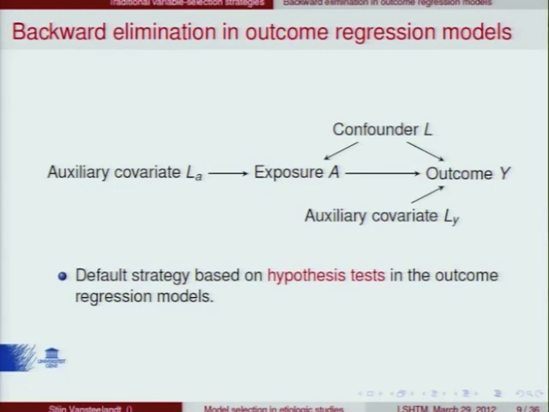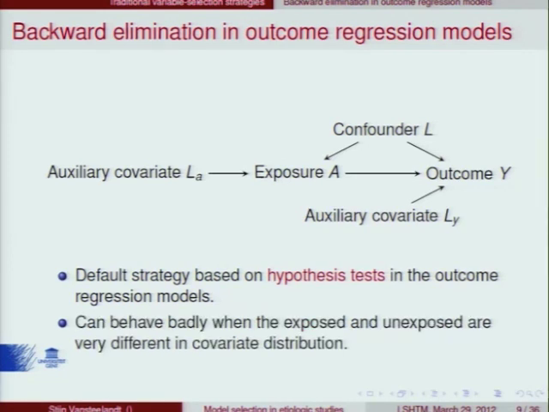Okay, so I'm going to go through a number of routine procedures that people use in this context. The most obvious one is to use backward elimination in outcome regression models. That is, we basically fit a model for the outcome. We test which covariates are associated with the outcome, and we just use hypothesis tests to decide which covariates to include in a model. And this is what many people traditionally do in this context. One drawback of this procedure is particularly present when some of these covariates are strongly related with the exposure.